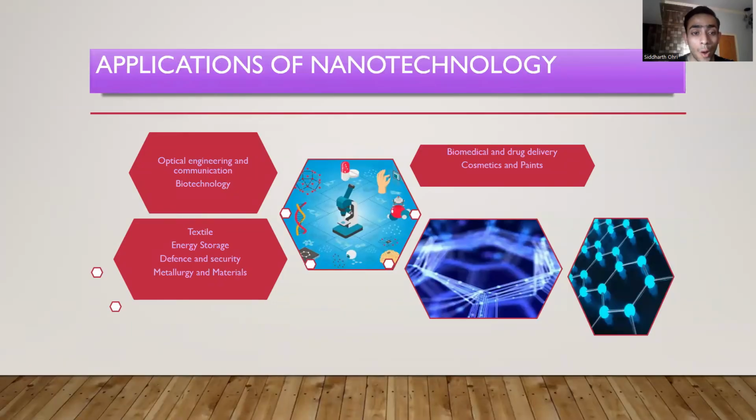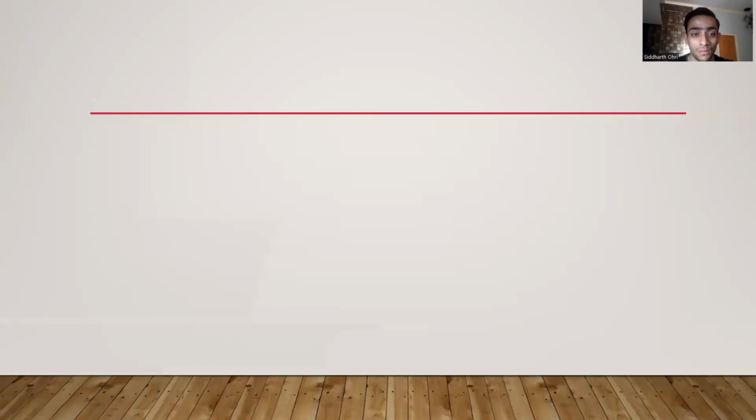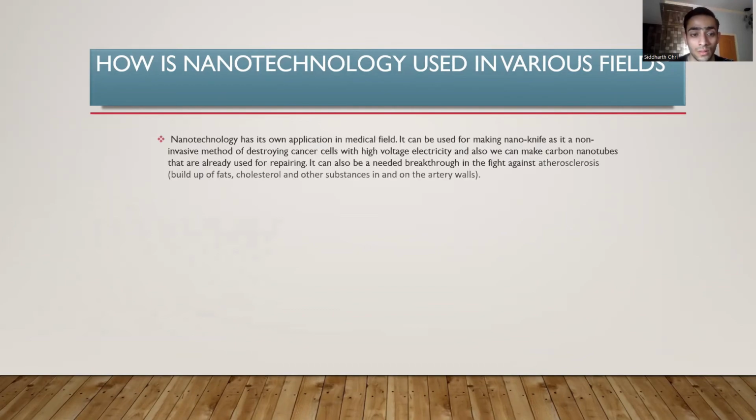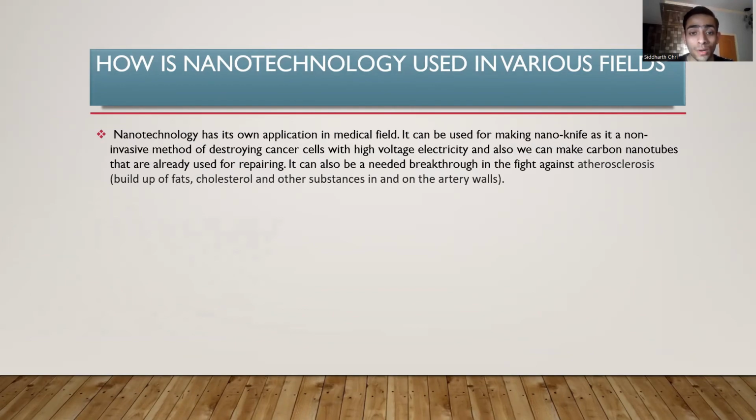Nanotechnology can be used in optical engineering and communication, biotechnology, textile industry, energy storage, defense and security, metallurgy and materials, biomedical and drug delivery, and at the last, cosmetics and paints industry. We would now be seeing how nanotechnology is used in various fields. Nanotechnology has its own application in medical field. It can be used for making nano knives, a non-invasive method of destroying cancer cells with high voltage electricity, and also we can make carbon nanotubes that are already used for repairing.